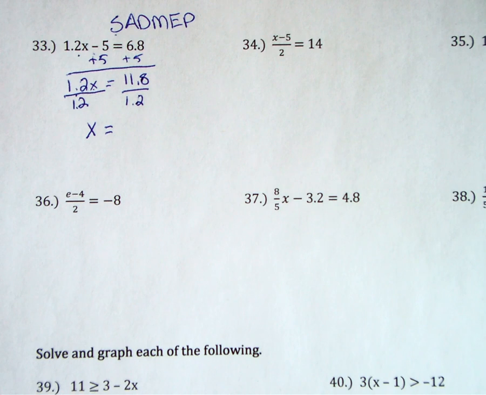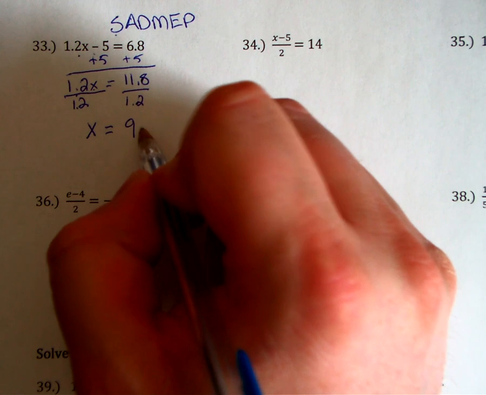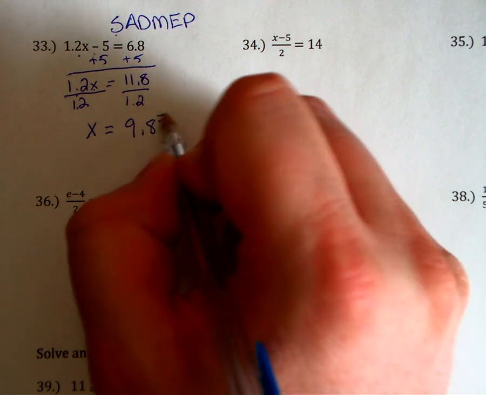So 11.8 divided by 1.2 gives us 9.83, repeating.